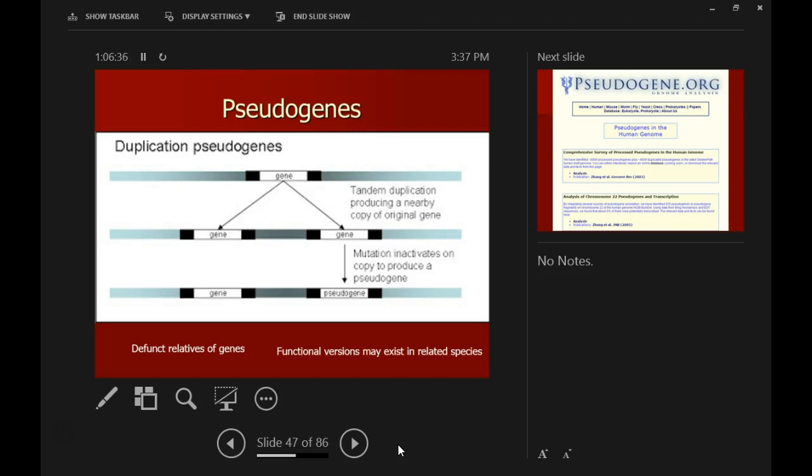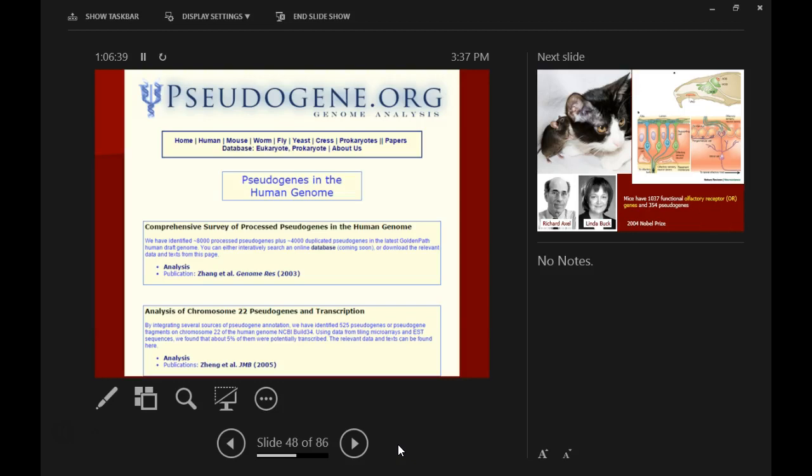Now, we have a lot in humans. This is actually from an organization that tracks the pseudogenes in humans. This is pseudogene.org. And as you can see, we have identified 8,000 plus 4,000, 12,000 pseudogenes that are found in the human genome.